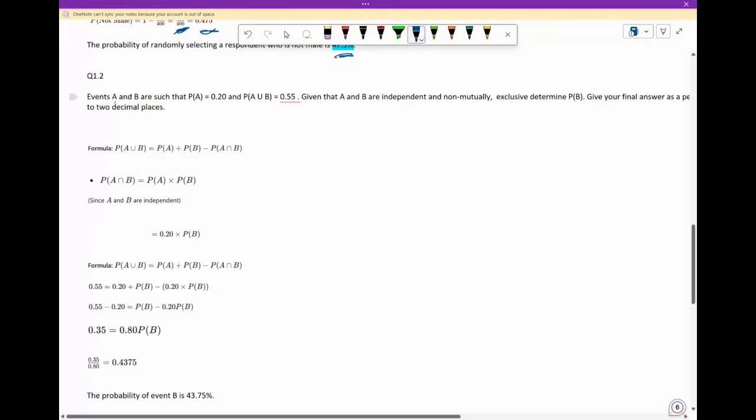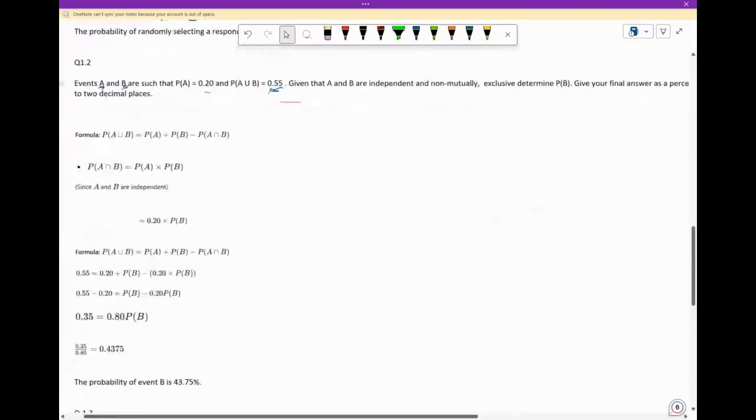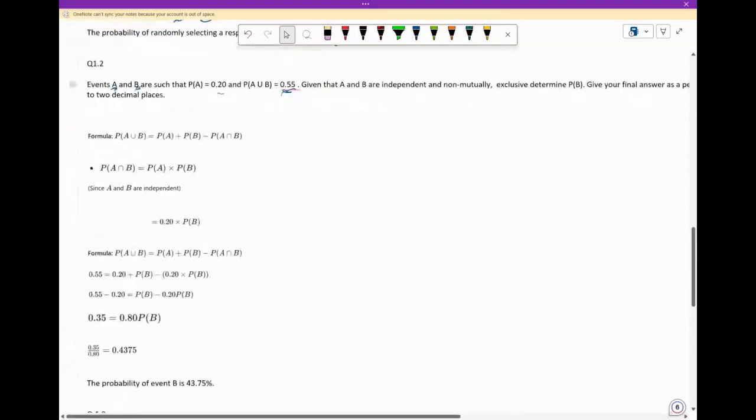So here, you've got the events A and B, such that the probability of A is 20% and the probability of A union B is 0.55 or 55%. Given that A and B are independent and non-mutually exclusive, determine the probability of B. Give your final answer as a percentage to 2 decimal places. So again, you go back to your formula.